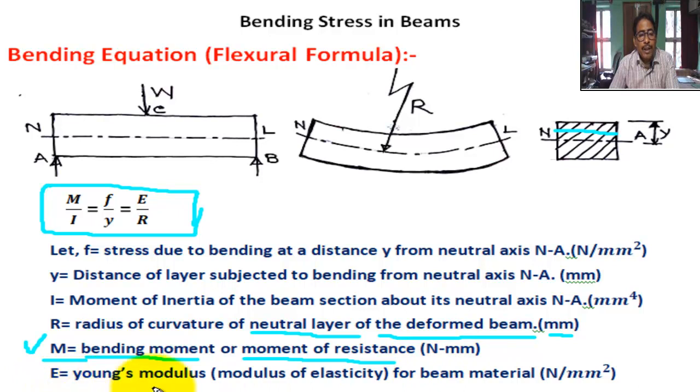E is equal to Young's modulus or modulus of elasticity of the beam material. For different materials, E is different. Its unit is Newton per millimeter square.